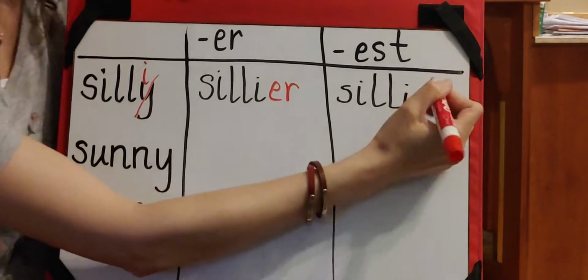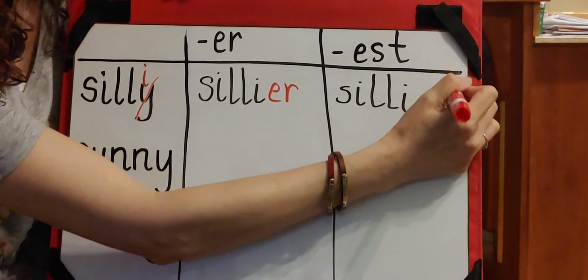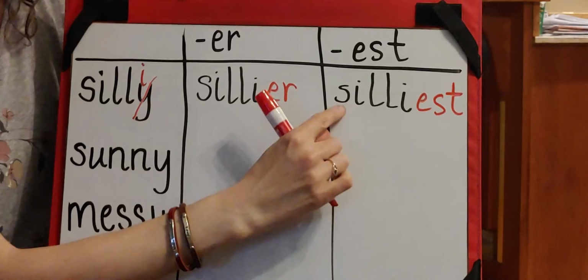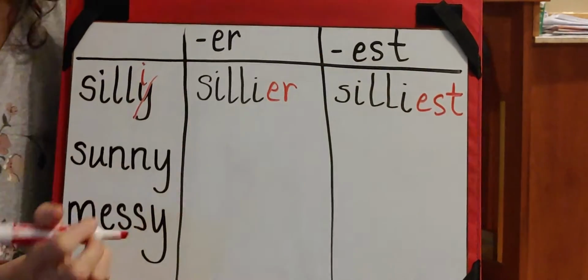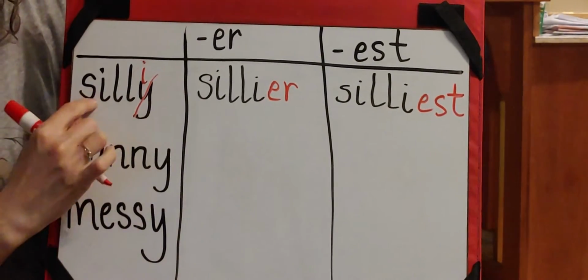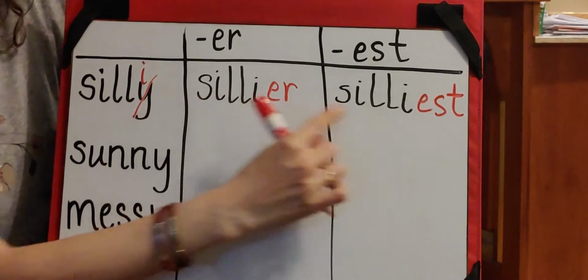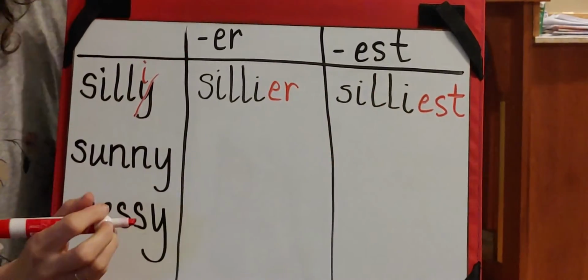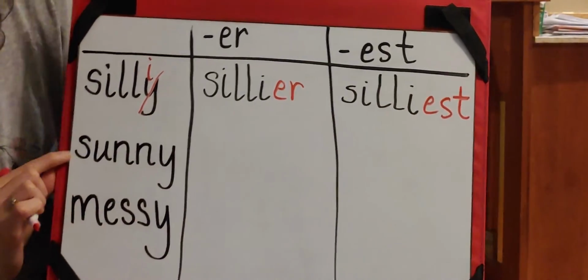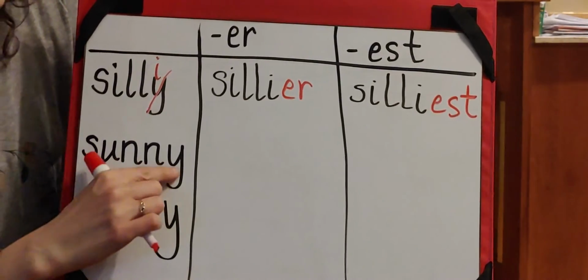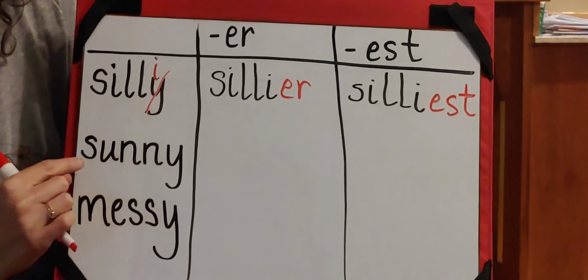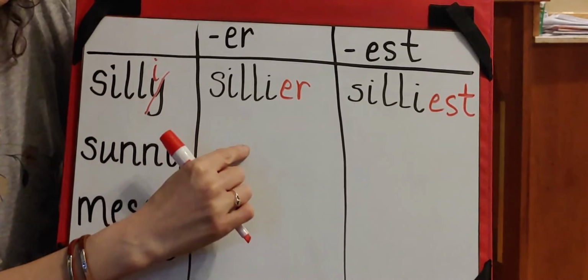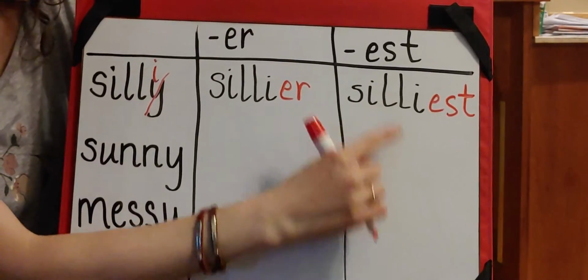And then we're going to add EST. So what word did we make? Silliest. Silly, sillier, silliest. Okay, let's look at the next word. Sunny, sunny. Okay, we're going to change sunny to sunnier and sunniest.